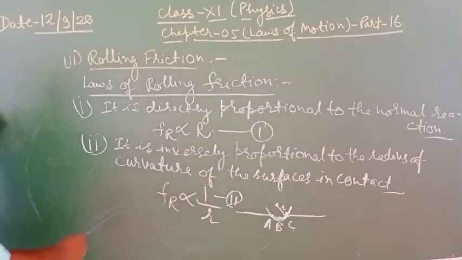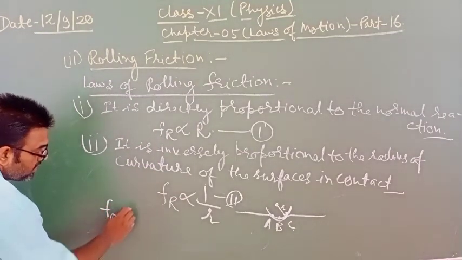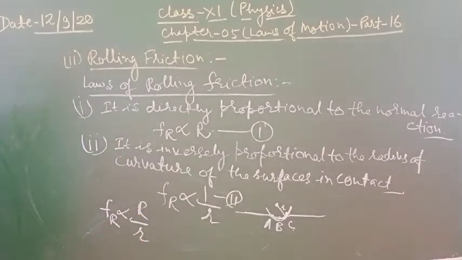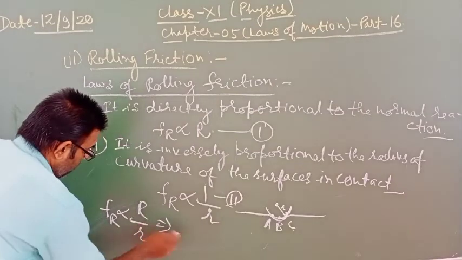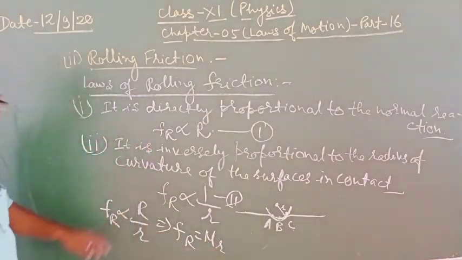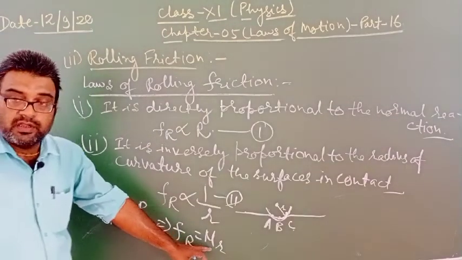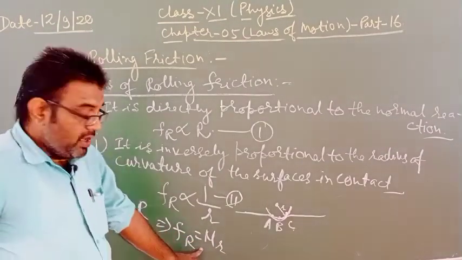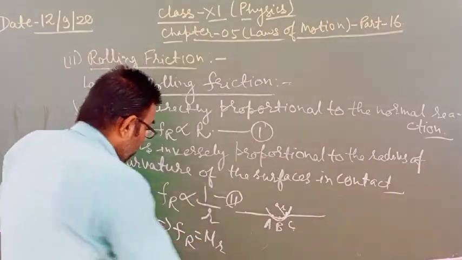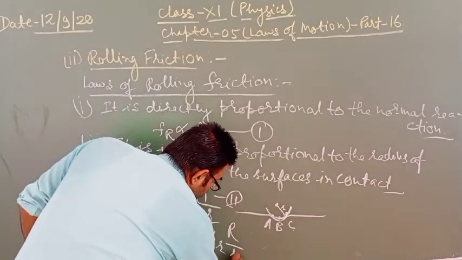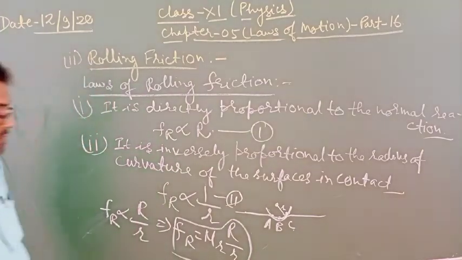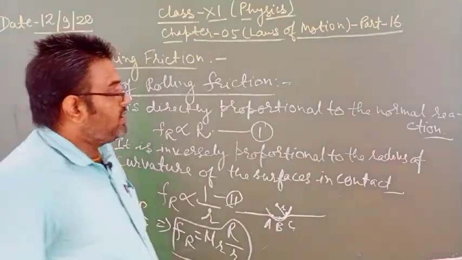Now combining 1 and 2, Fr is proportional to capital R upon small r, and Fr is equal to mu r. We have replaced the proportionality with a constant and changed the proportional sign into an equation. So Fr is equal to mu r capital R upon small r, where capital R is the normal reaction and small r is the radius.